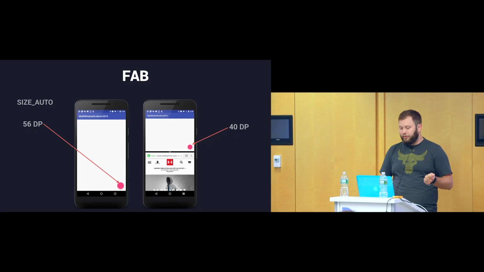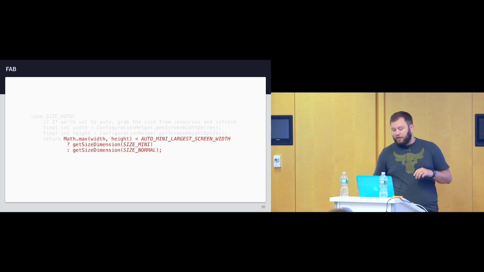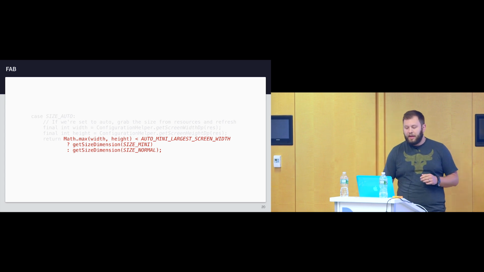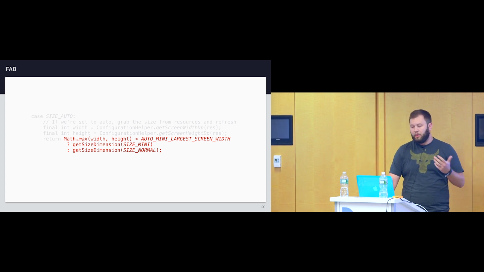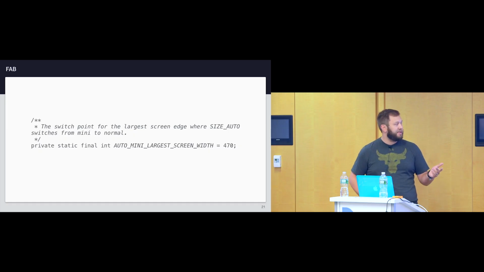If you use size auto, you'll notice that it shrinks from 56 dp to 40 dp, and that's because of some code right here. You'll see the highlighted part, which is basically the max dimension. If it's less than this magical number that they have, it becomes size mini, or otherwise it's size normal. And that dimension is 470 dp.